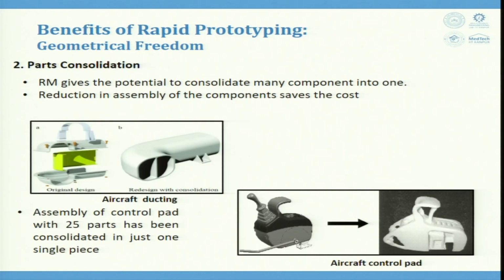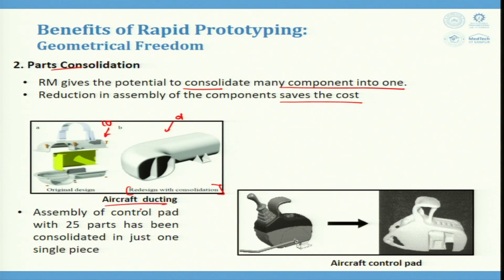Then parts consolidation, that is, rapid manufacturing gives the potential to consolidate many components into one. Reduction in assembly of the components saves cost. That is why I mentioned previously as well, design complexity becomes almost free here. There are different components, you can see here it might be 10 components, this is just one component that is being manufactured using parts consolidation in additive manufacturing.